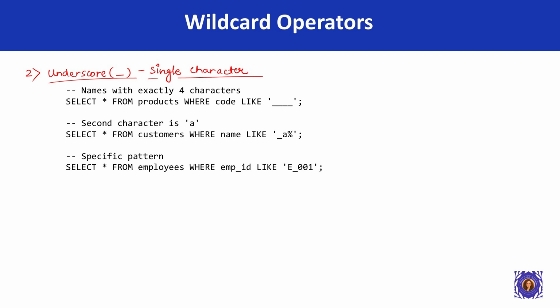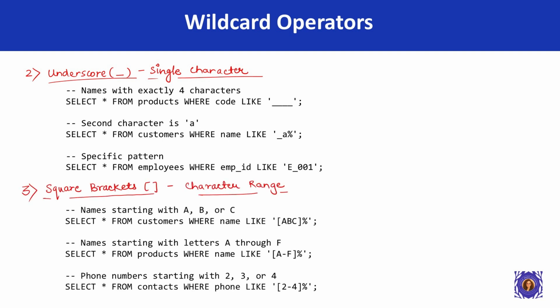Next query finds names where the second character is A, like James, Sarah, or David. The first underscore matches exactly one character, A matches the literal A, and % matches anything after that. The last one looks out for a specific pattern at a specific position like EA001 or UI001.